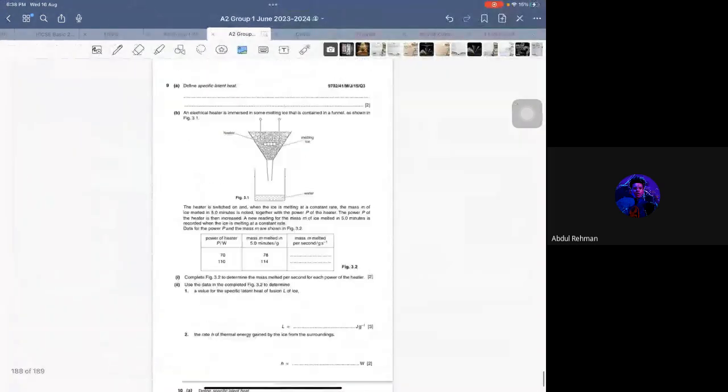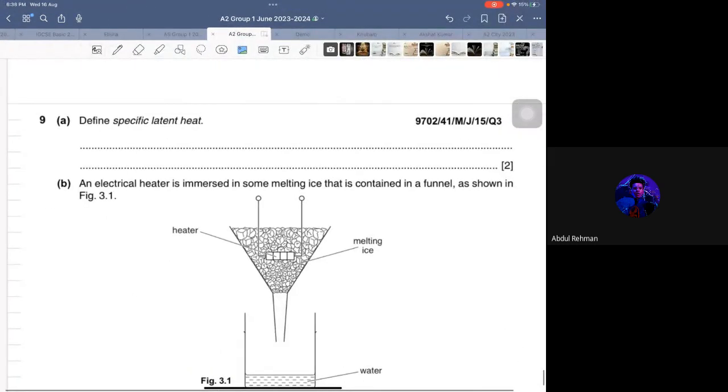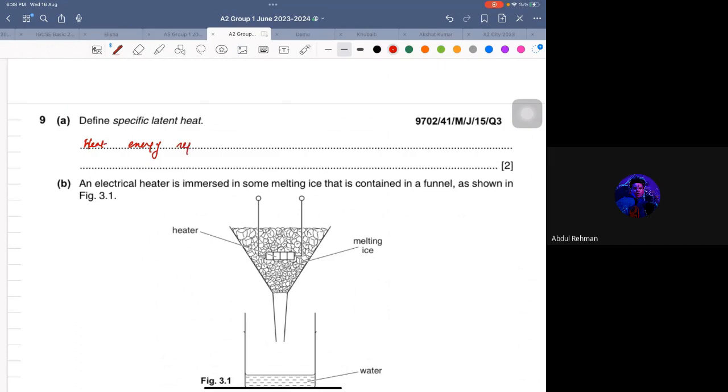Let's close it now and look at the first question. So in the first part, it says basically you need to define what is specific latent heat, just specific latent heat, no fusion, no vaporization. So we're going to just define it in general terms. Heat energy required per unit mass. This will give you 1 mark because specific means per unit mass, right?